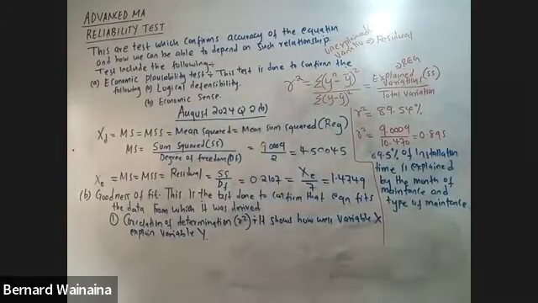So that's how you explain that part. 89.5% of the installation time is explained by the month of maintenance and the type of maintenance. Any question concerning that one? So that's how you interpret.